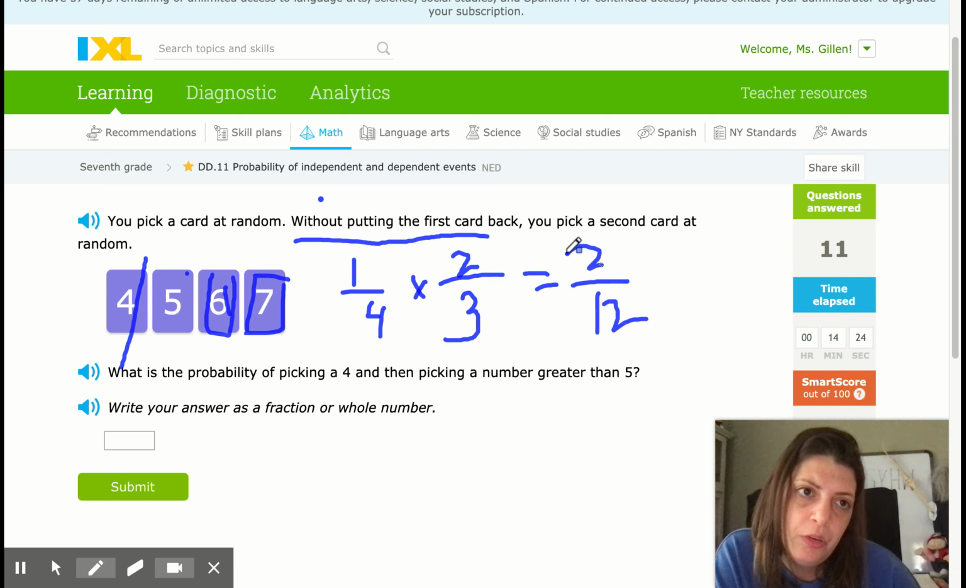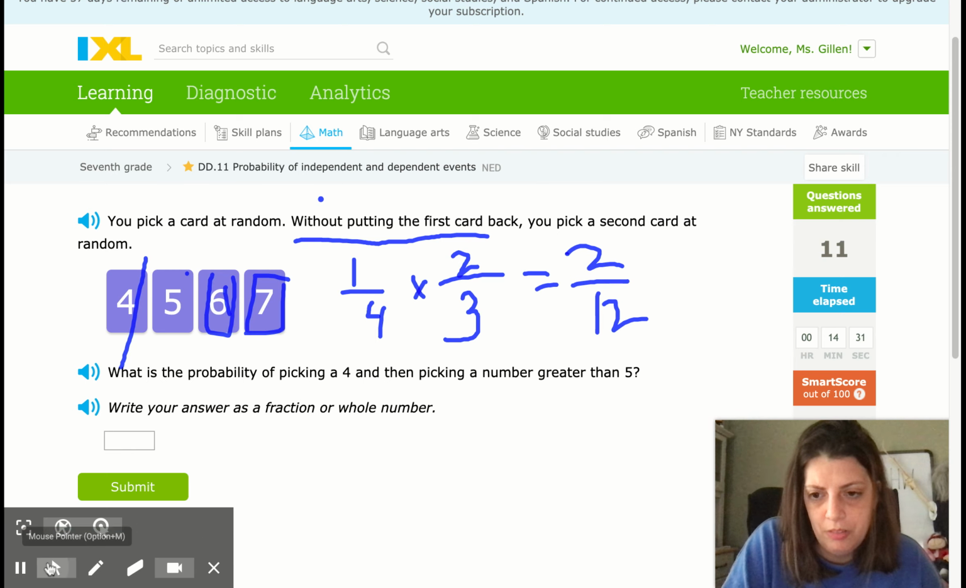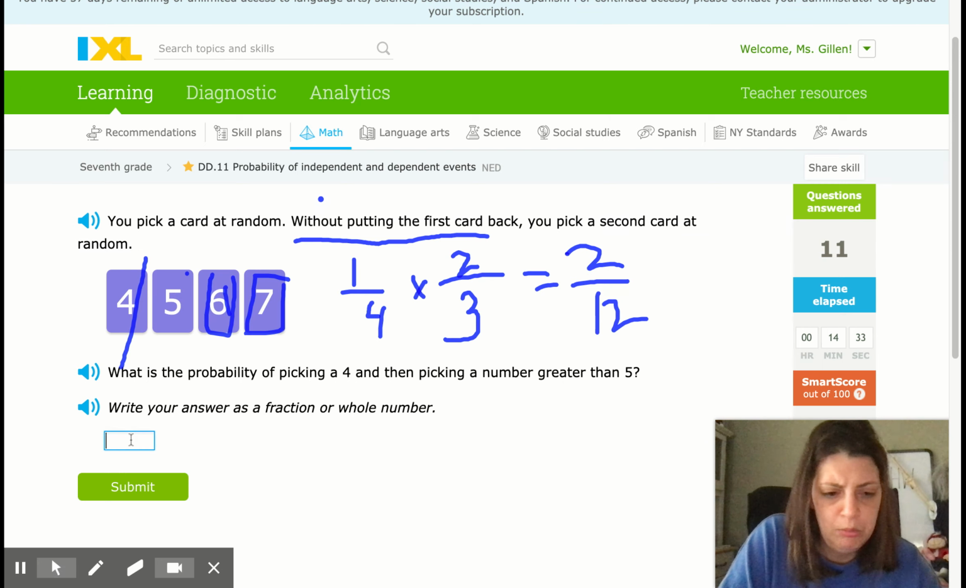Two over 12. Oh, it's Teacher Appreciation Week. How beautiful. You could reduce that to 1/6. I just want to make sure you won't get it wrong if you reduce it, right? That would be weird.